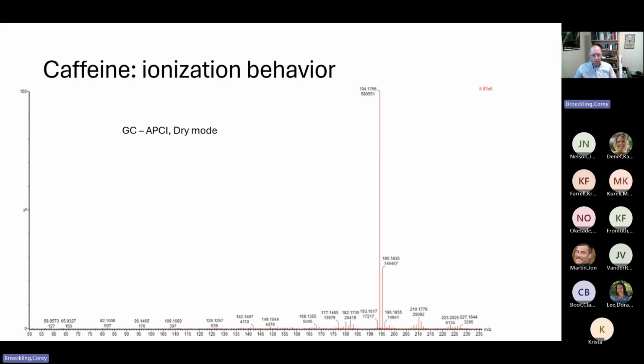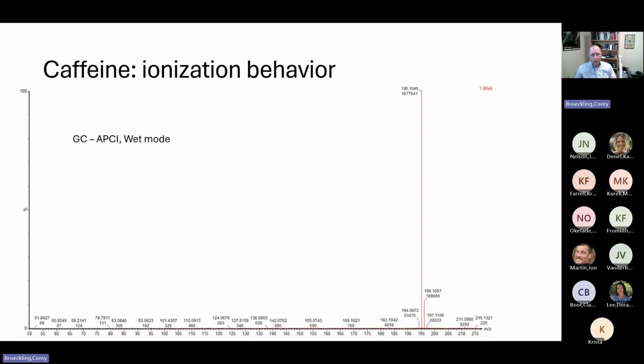And then if we introduce a methanol vapor into the source, we get a similar spectrum, except the mass is shifted by about 1 mass unit because this is now a protonated adduct rather than a radical cation. And so if we were to run caffeine on our LC-MS system using ESI, this is the same mass that we would see, same pattern.